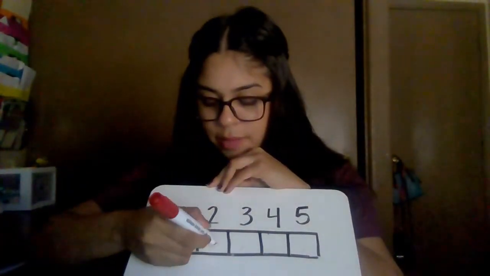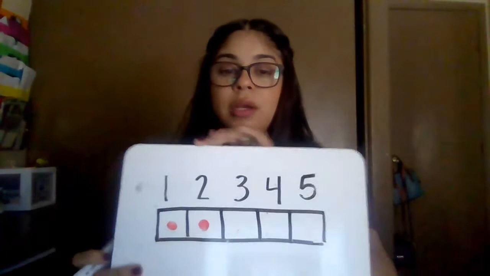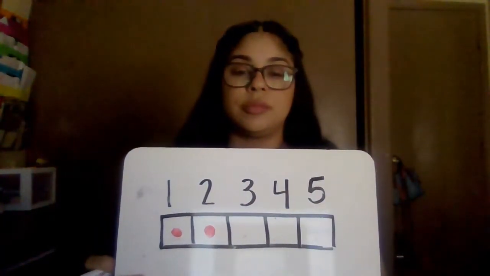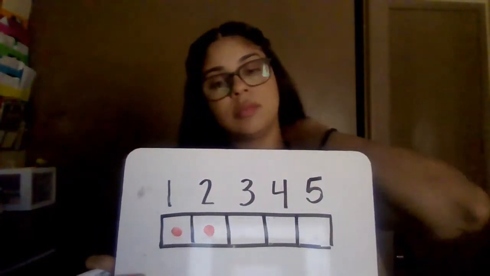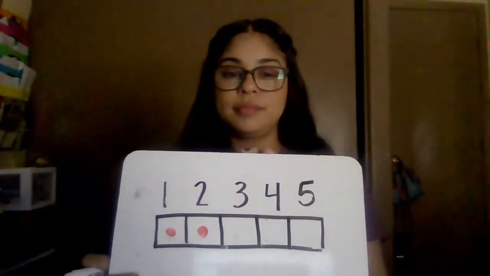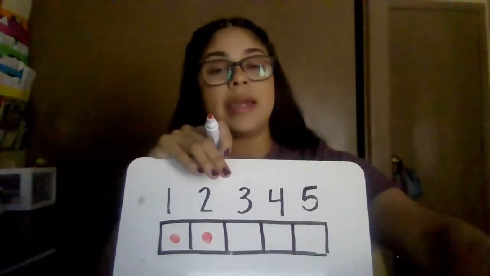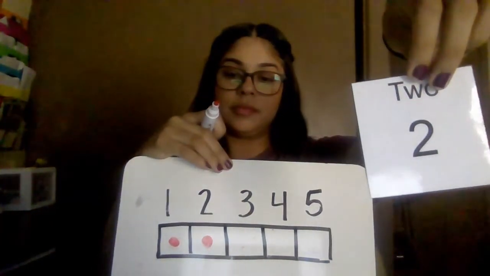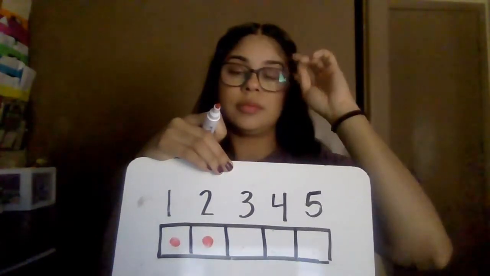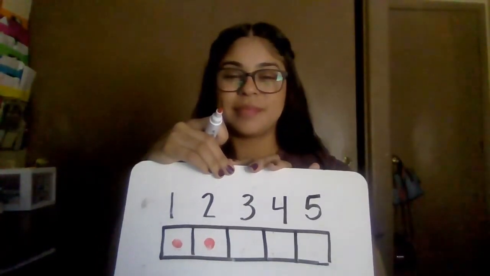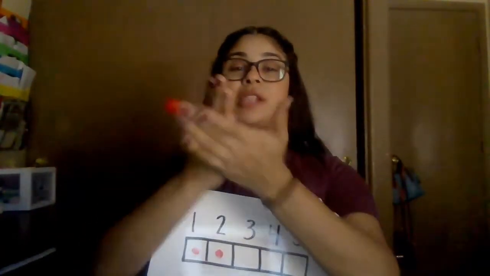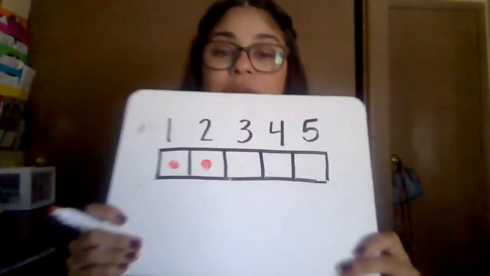So I'm going to add a block and make sure you're adding a block on number two. Two. Now think, do I need more or do I stop? I said I wanted two. You guys are right. I am stopping because I got to number two. Good job. Let's clear our area because we're going to start counting to a new number.